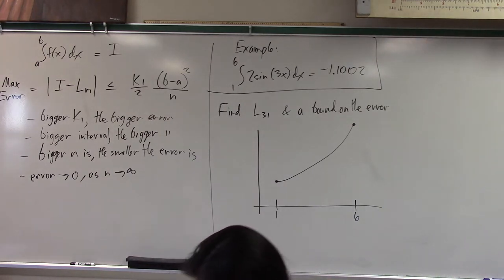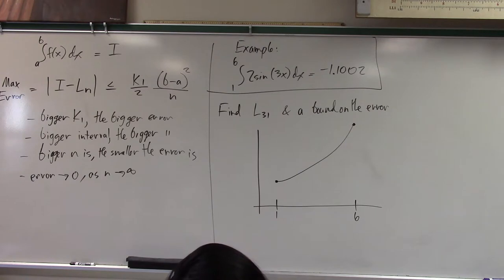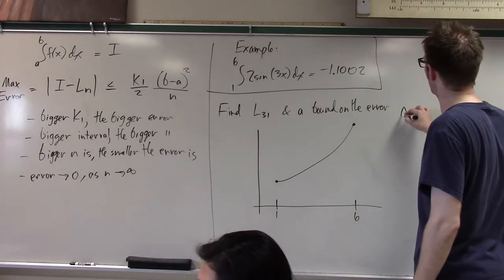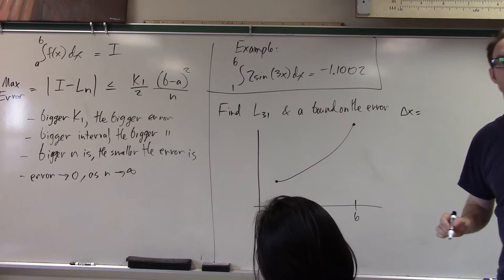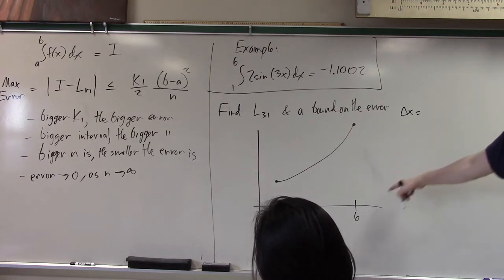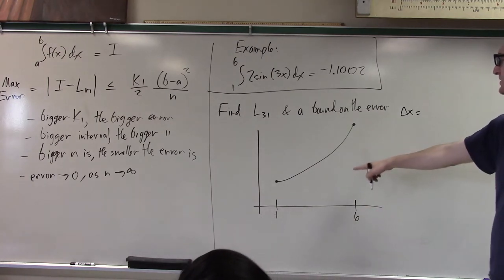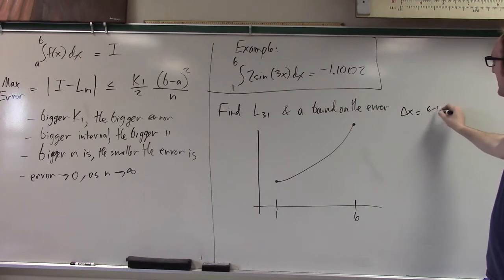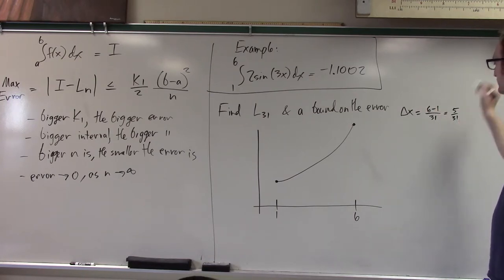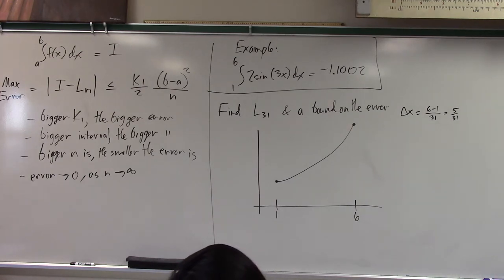Your diagram doesn't have to be accurate or anything, but I think it is worth making some kind of diagram just to help you think. Or you can do the whole thing in your head, but I don't recommend that. All right, what's delta x? How much do I skip by each time? 5 over 31. So this is kind of a weird one. Delta x is going to be (b minus a) over 31, so I'm skipping by 5/31 each time.